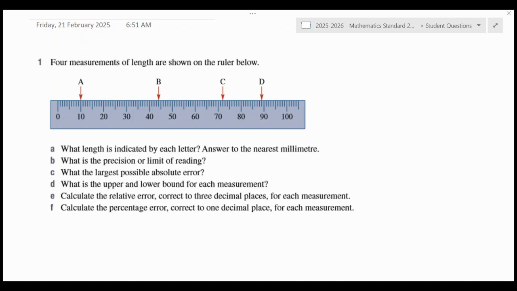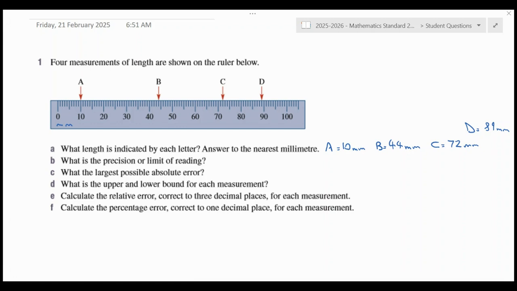So you can see they're pretty much all bang on. They haven't indicated, but this ruler, I'm assuming, is millimetres because, well, that's an assumption, but it's probably accurate. So A would be 10 millimetres, B would be 44 millimetres, C would be 72 millimetres, and D would be 89 millimetres. So I'm assuming most of you are all right with that.